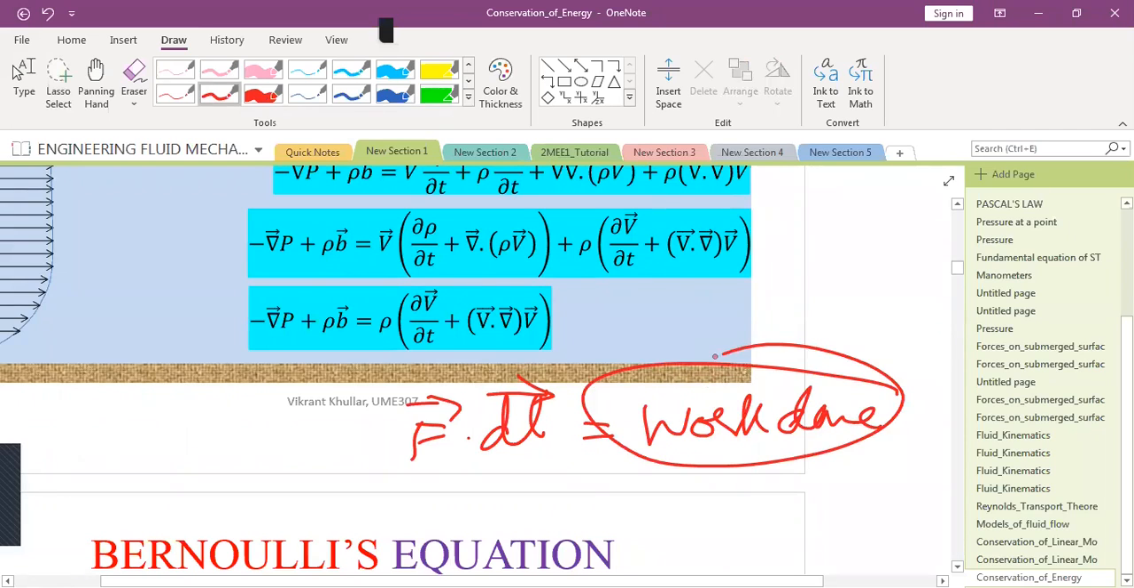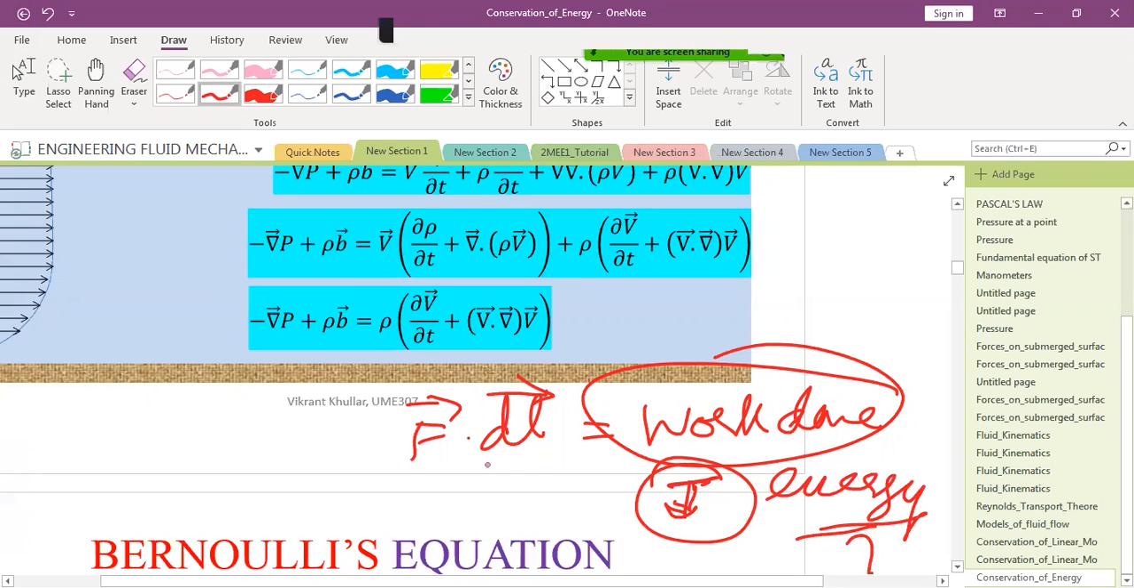And what are the units? Joule? Newton meter. Units of energy only. So what does that mean? Work done is actually a form of energy.